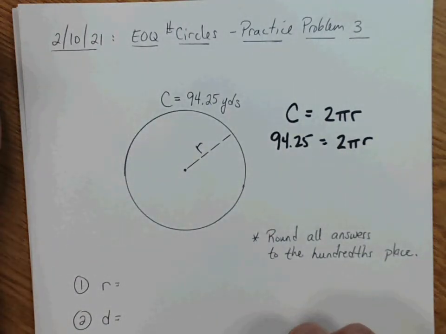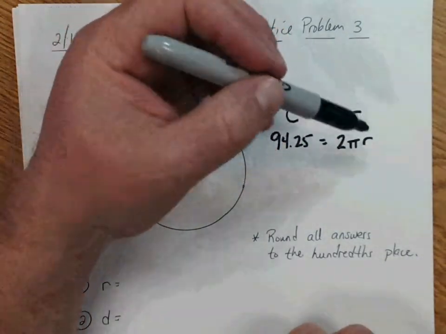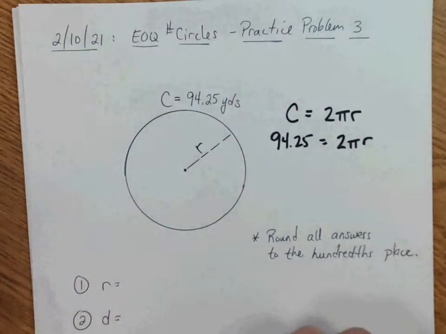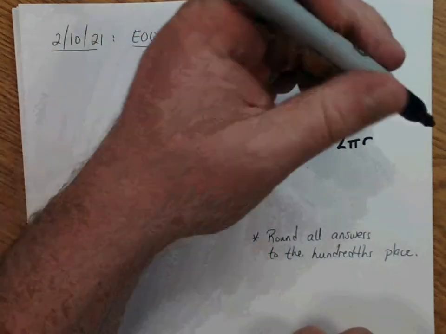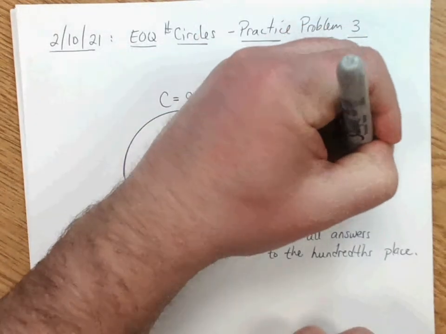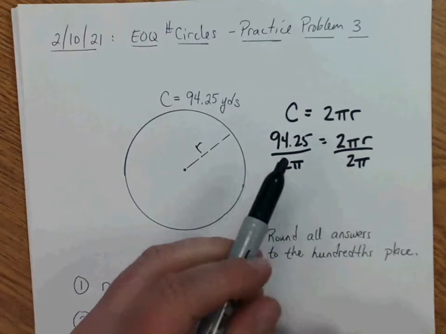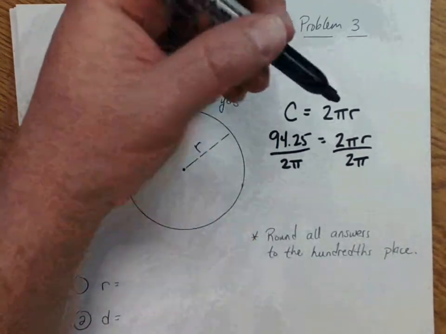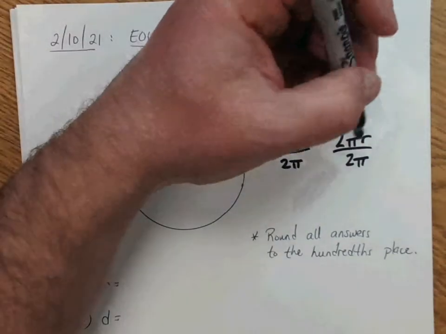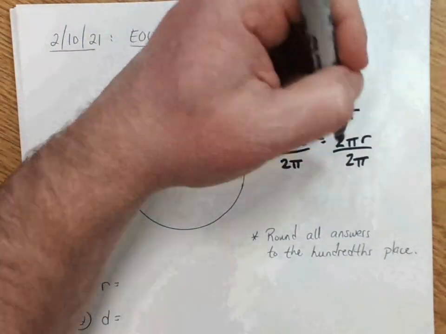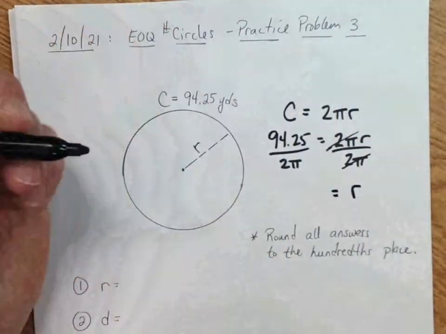At this point, we want to use our algebra skills to solve for the radius. So the radius here is being multiplied by 2 pi. We want to divide both sides by 2 pi. Just be careful, because if you put this into your calculator without a little bit of extra knowledge, your calculator is going to do it wrong. So 2 pi divided by 2 pi cancels, and r equals.